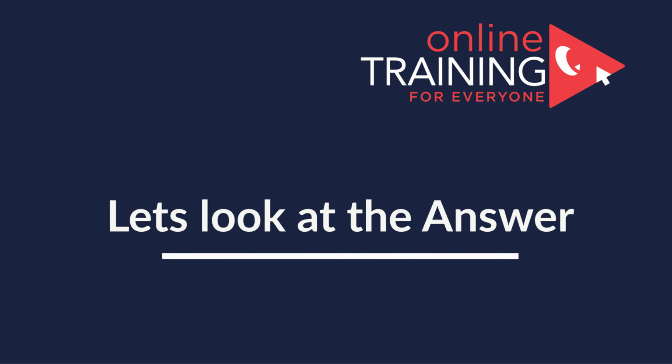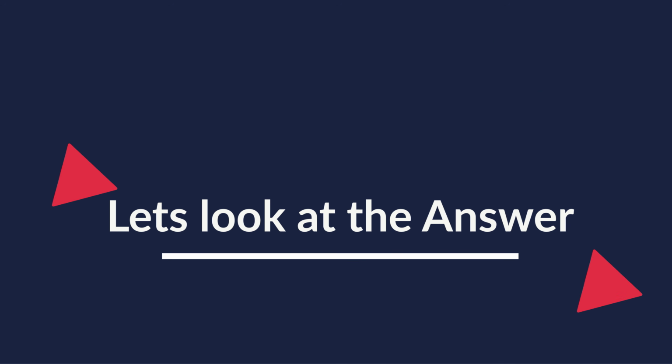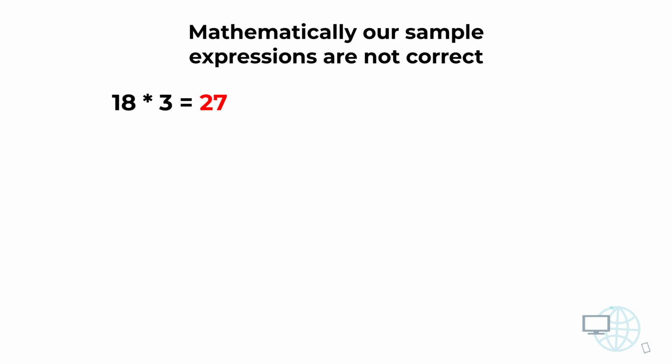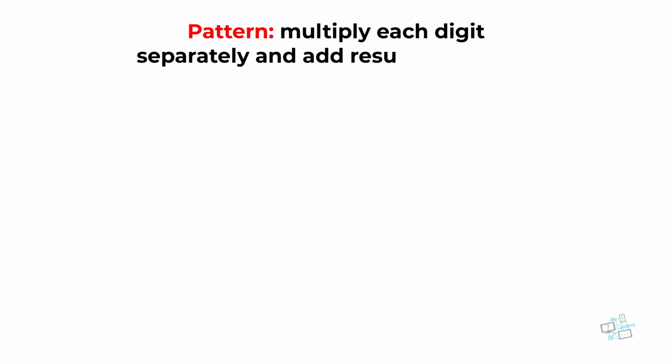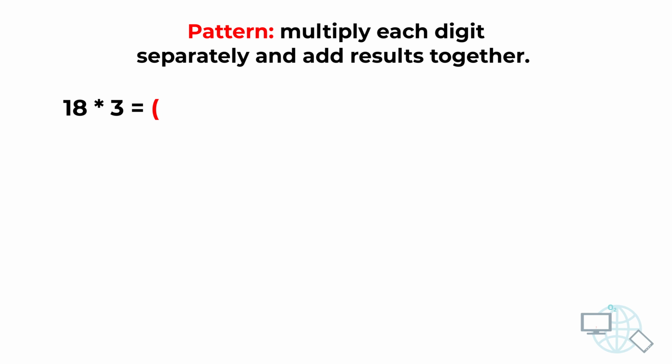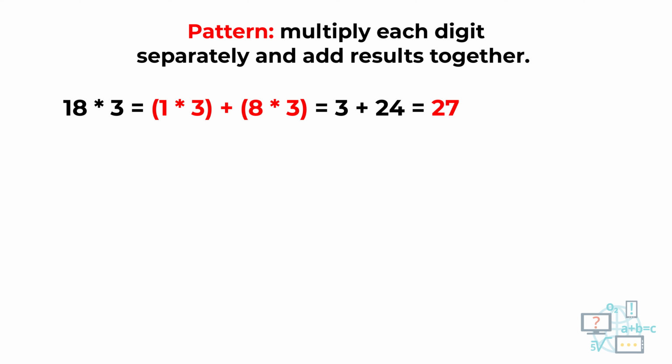Even though mathematically our sample expressions are not correct. For example, 18 by 3 is not equal 27. If you multiply each digit separately and add results together, you will get to the result you need. For example, 18 by 3 should be processed as 1 multiplied by 3 in parentheses plus 8 multiplied by 3 in parentheses, which would be equal 3 plus 24 and which would be equal to 27.